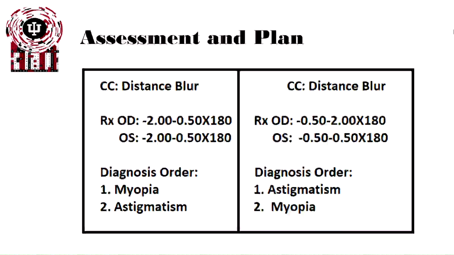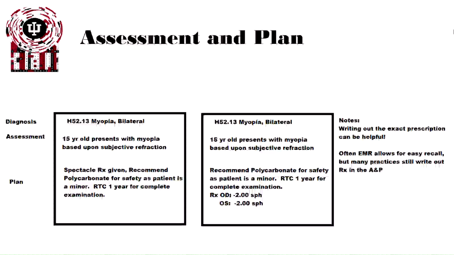In our example where the myopia was higher, the chief complaint of number 1 diagnosis is myopia because the myopia was the bigger cause of the distance blur. In the second example, where we have 2 diopters of astigmatism in the right eye, the astigmatism could become our chief diagnosis because it's the bigger contributor to the chief complaint. Let's look at a few more examples.